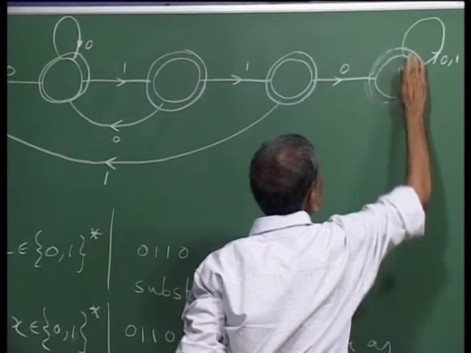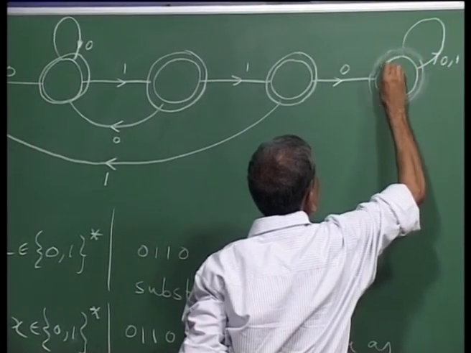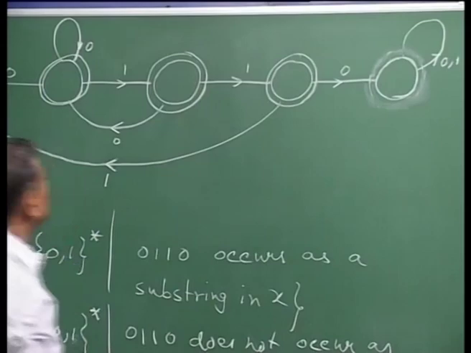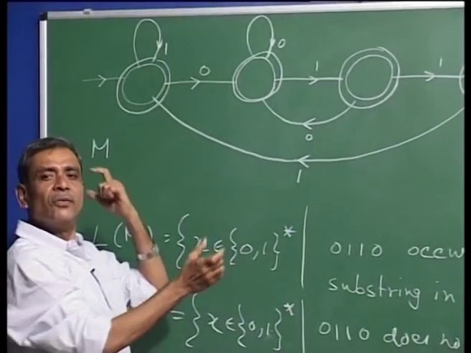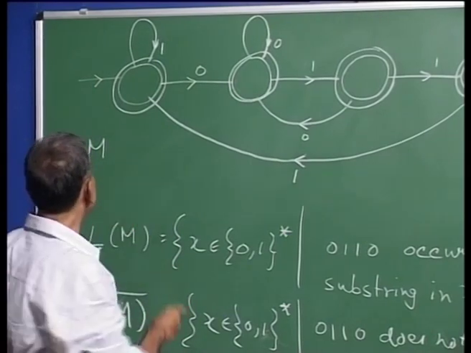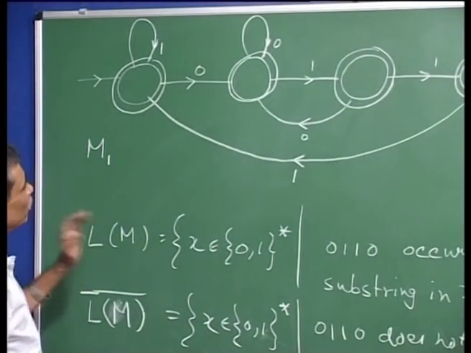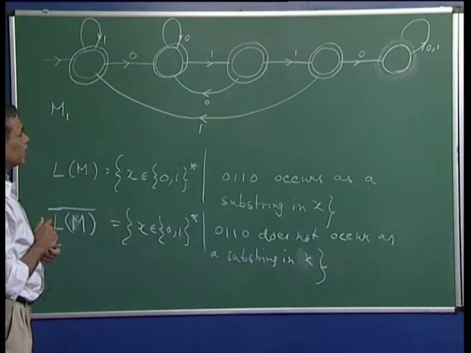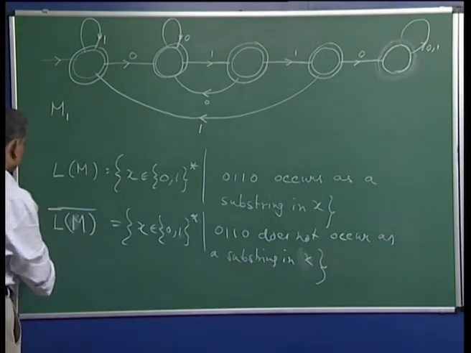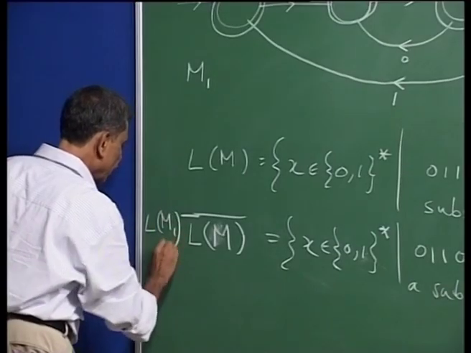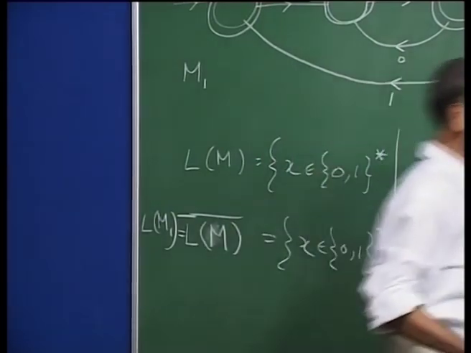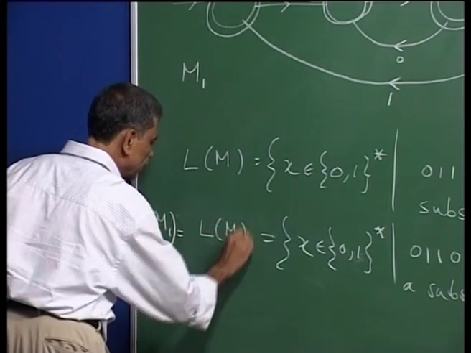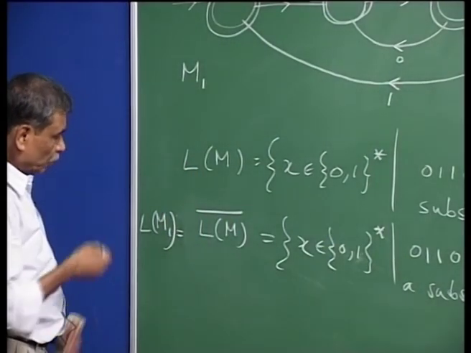That means, I took the old DFA, and in that DFA I am switching the set of final states with the set of non-final states. So, this is my new machine M1, which I obtained from the old machine just by switching the set of final states with the set of non-final states. And now, do you see that the language accepted by M1 is precisely this language? Let me write it clearly. The language accepted by this new machine M1 is the complement of the language accepted by the old machine.